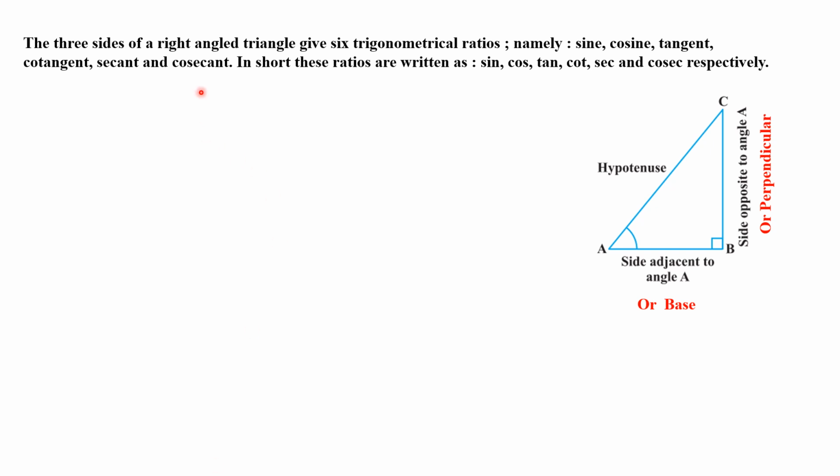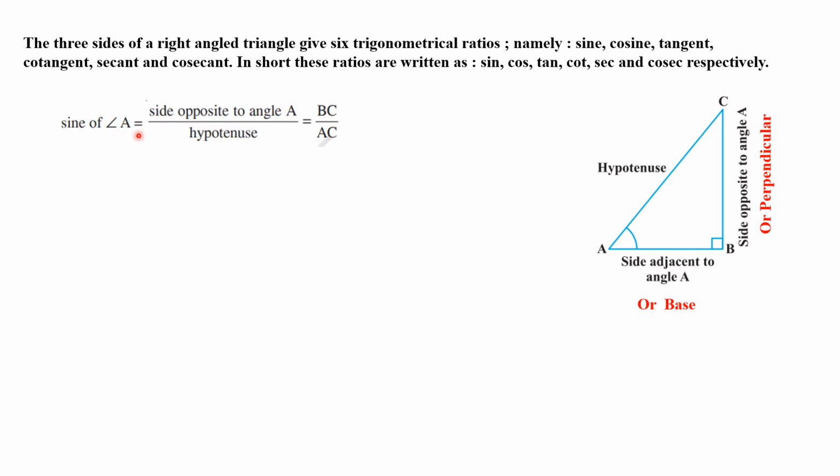Now the three sides of a right angle triangle give 6 trigonometrical ratios and they are sine, cosine, tangent, cotangent, secant and cosecant. So as some of the names are big, in short we use sine, cos, tan, cot, sec and cosec respectively. When we solve the questions, we use this short form only. So let's see each ratio one by one.